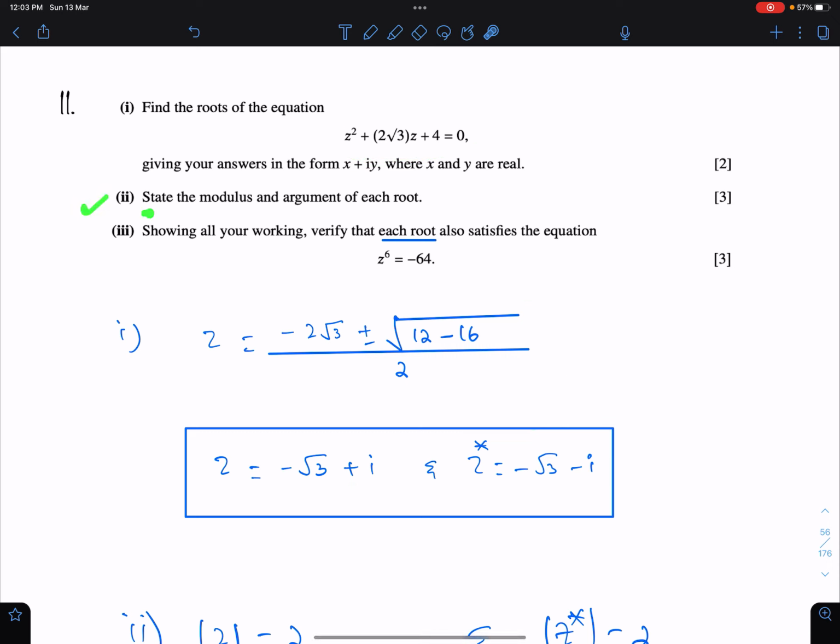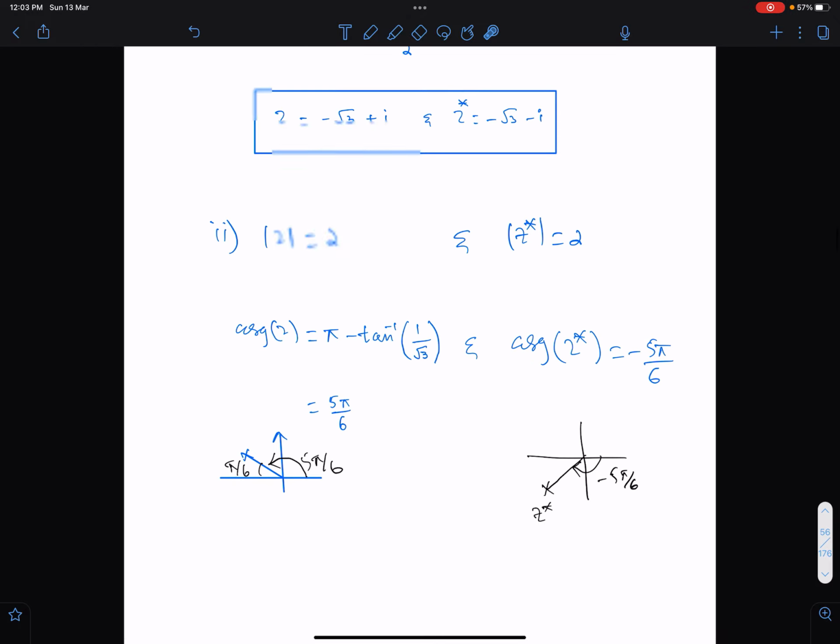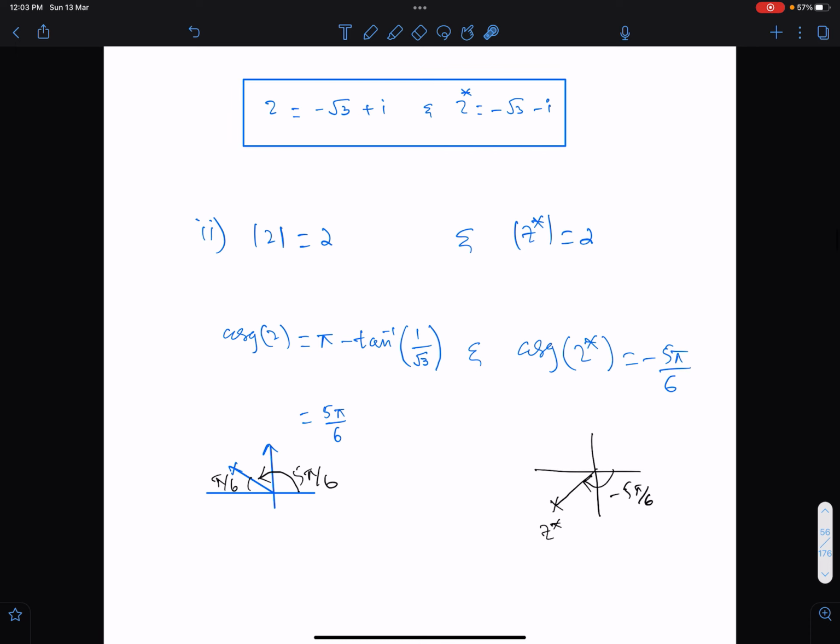Part 2. State the modulus and argument of each root. This is very simple. We all know how to find modulus and argument. Modulus of this complex number is 2, therefore modulus of its conjugate will also be 2.